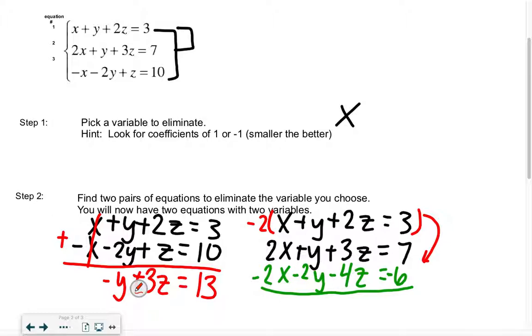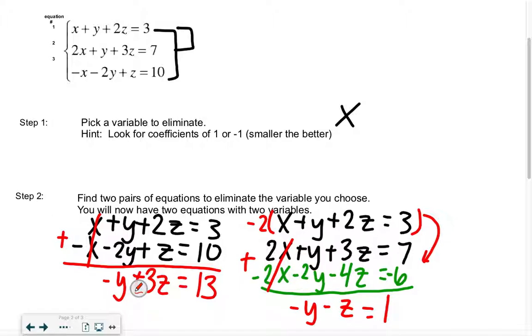Add or subtract, cancel x? Add. x cancels, y plus negative 2y is negative y, 3z minus 4z gives me a negative z, and 7 minus 6 gives me 1. So far, so good? Yeah? Okay.